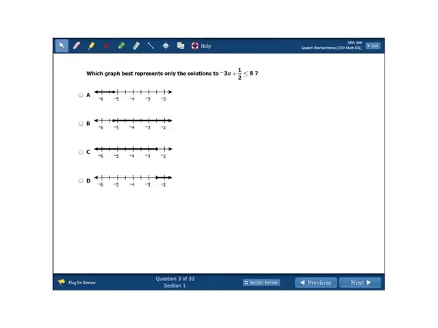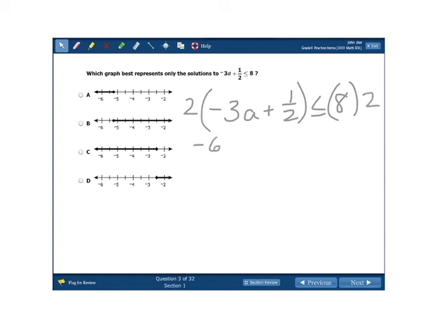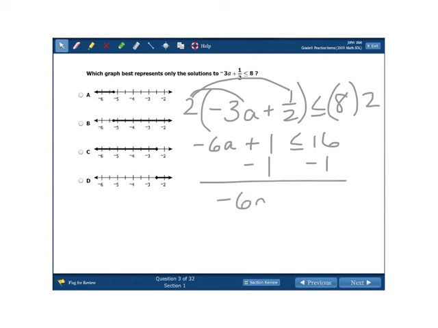Okay, next question, we have an inequality. So the first thing I notice is that there is a fraction involved. And we already had a discussion about this in class. I want the fraction gone. So what we learned to do in class is we learned to take every term and multiply by the least common denominator. Now the least common denominator here is 2. So we're going to multiply everything by 2, giving me negative 6a for the first part. 2 times 1/2 is 1, and then 16. If I subtract 1 from each side, I get negative 6a is less than or equal to 15.